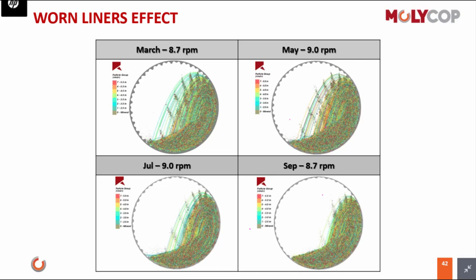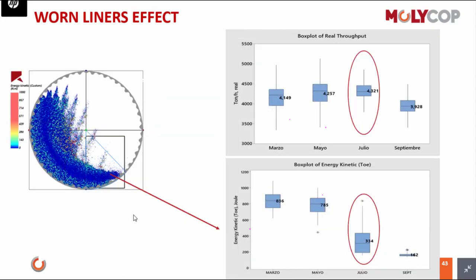What happens with the throughput? You can see here an analysis of the throughput. In March, the throughput was about 4,149 tons per hour. In May, it's 4,247. In July, 4,321. And in September, it's 309.